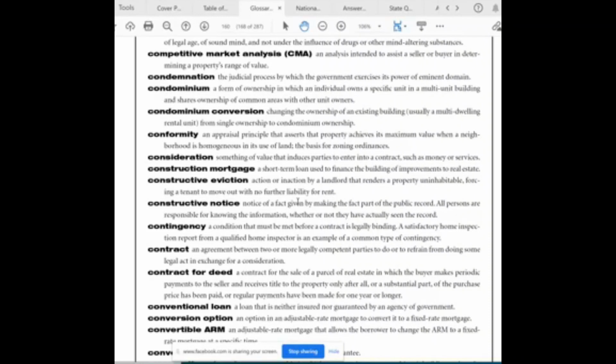Mo money. Okay, where's my book? So today is the 17th. So with the glossary, we will continue on Wednesday with construction mortgage. Okay, on page 160.